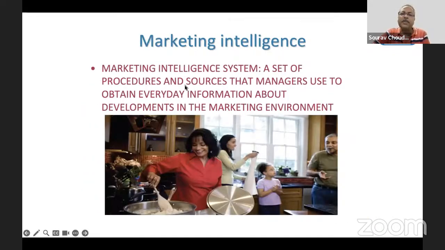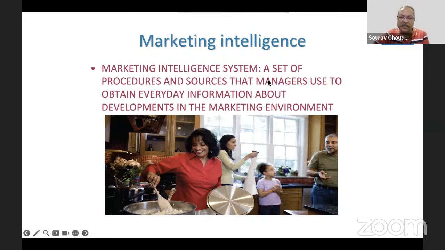Marketing intelligence system, a set of procedures and sources that managers use to obtain everyday information about developments in the marketing environment. Okay. Full marketing environment जो हम लोगों ने देखा था. So social environment, political legal environment, technological environment, natural environment, and so on and so forth. सारे environment का जो report है, how does the marketing intelligence system gather that? A set of procedures and sources that managers use to obtain everyday information about developments in marketing.